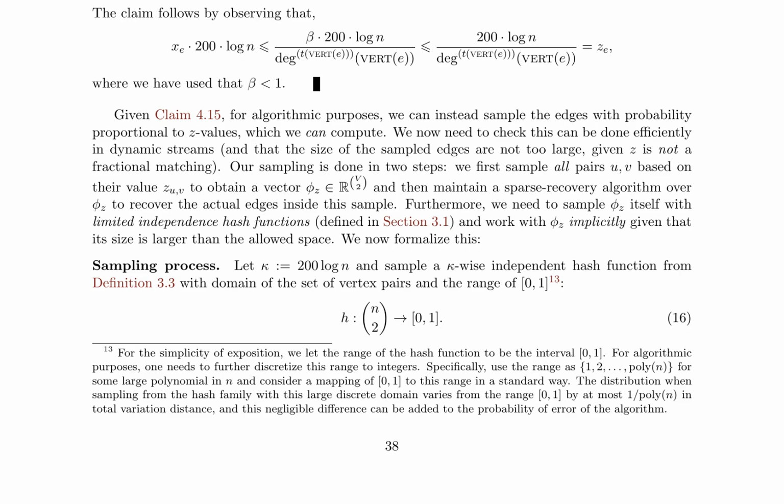They propose a two-step sampling process. First, sample all pairs (u,v) based on their value z_uv to obtain a vector phi_z element of R^(V squared), and then maintain a sparse recovery algorithm over phi_z to recover the actual edges inside this sample. The sampling is done using a kappa-wise independent hash function, where kappa equals 200 log n.